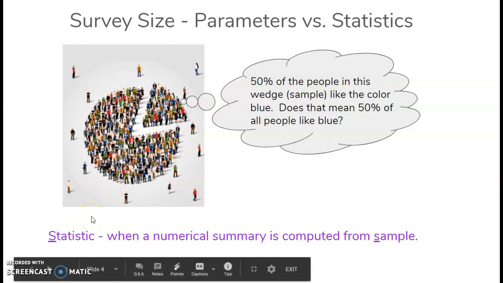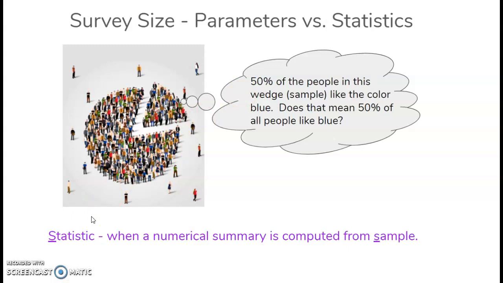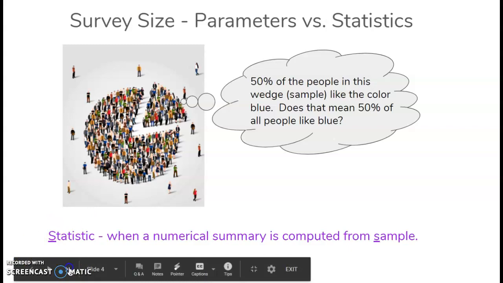A statistic is a numerical summary that's computed from a sample. So sample and statistic go together. Population, parameter, and census go together.